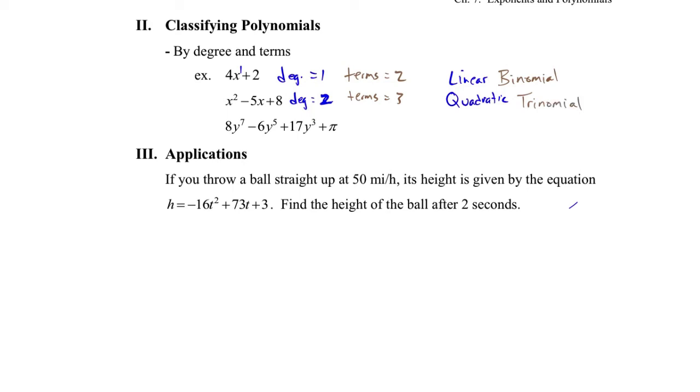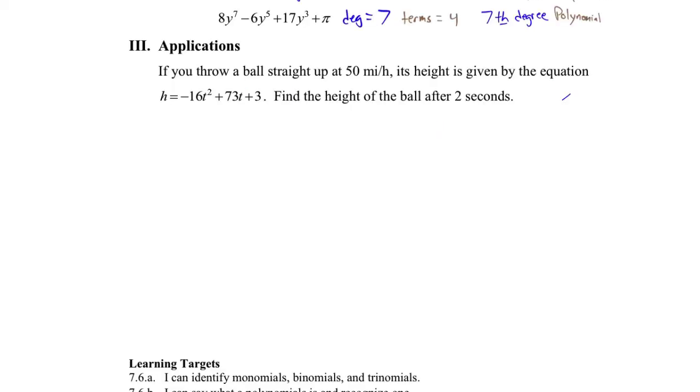And the last one, degree 7. And the terms would be 4, right? We still count this because pi is just a number. So degree 7, terms 4. So we would just call it a 7th degree polynomial. Yep. 7th degree polynomial. How are we? Good?